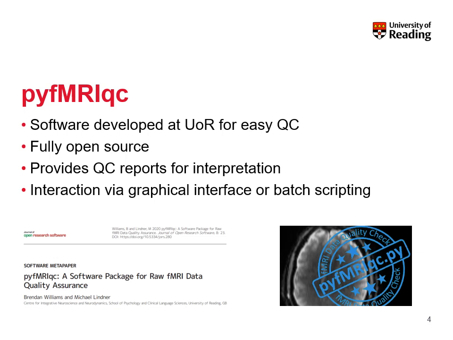fMRI-QC makes the quality control process straightforward by providing an HTML report with 2D summary images alongside 3-dimensional and 4-dimensional NIfTI files that can be used for more in-depth quality control checking. This software was developed by us as staff at the Centre for Integrative Neuroscience and Neurodynamics to be a user-friendly and straightforward quality control assessment tool. fMRI-QC is available fully open source and can be downloaded from GitHub. Quality control can be performed either using a graphical interface or through batch scripting.